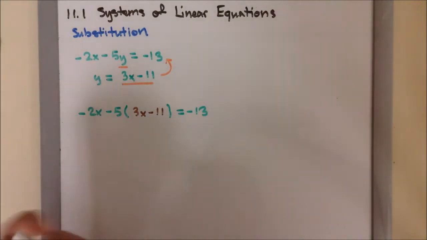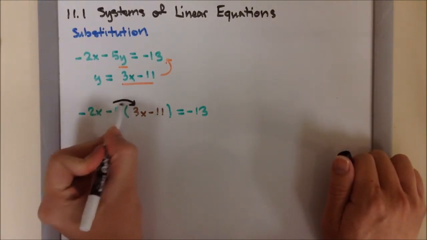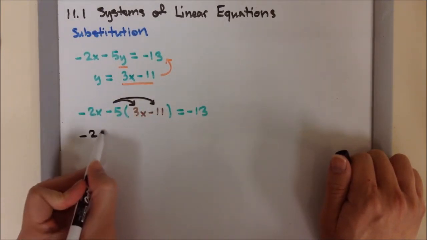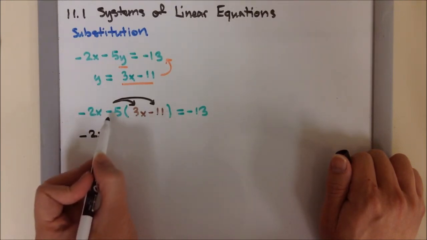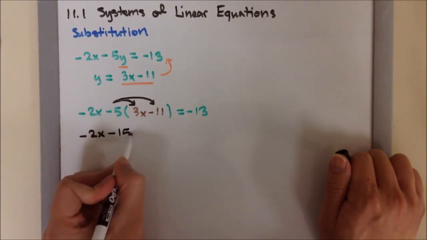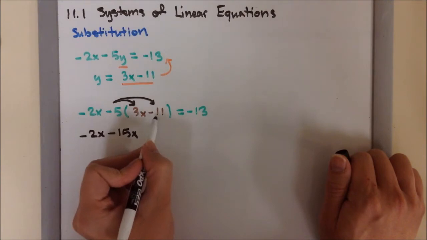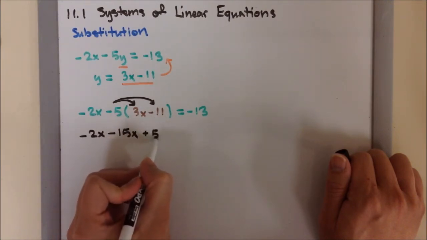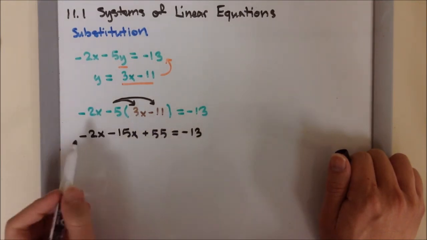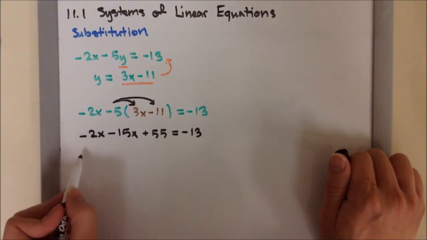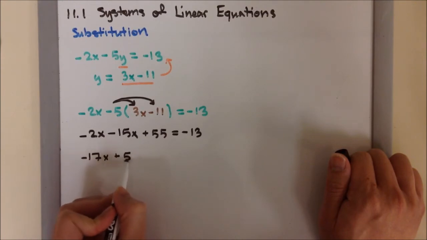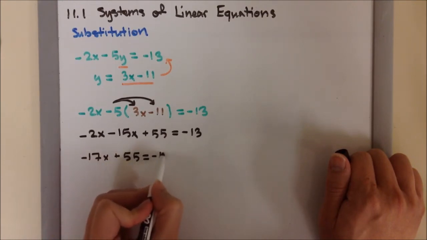Alright, from there, I'm going to distribute my minus 5, which is the negative 5. Everything else will stay the same, meaning negative 2x, and the equal negative 13. Here, negative 5 times 3x will be minus 15x. Negative 5 times negative 11 will be plus 55, equal negative 13. Alright, what I'm going to do is combine my x, so it's going to be negative 17x plus 55 equal to negative 13.